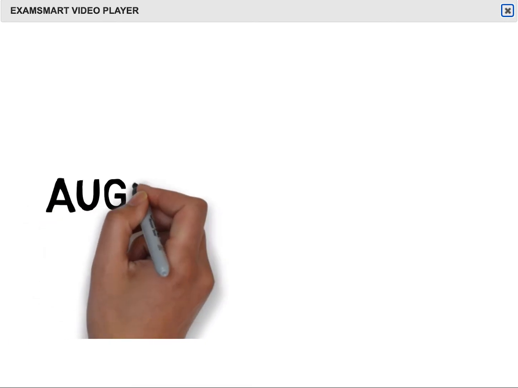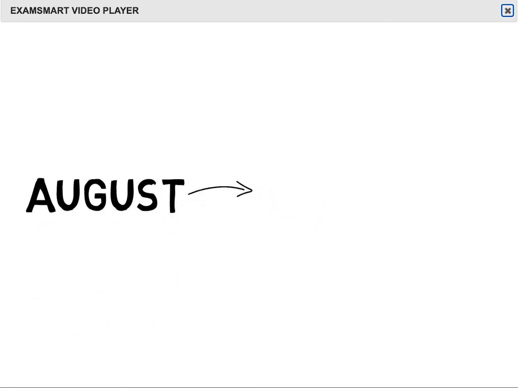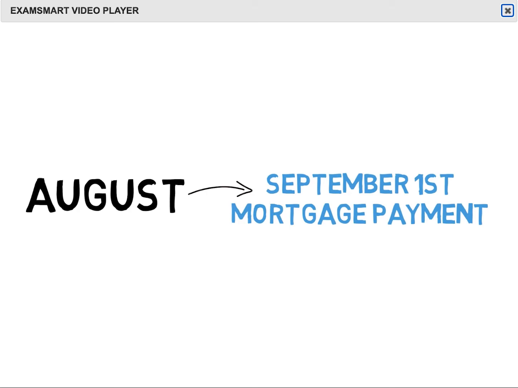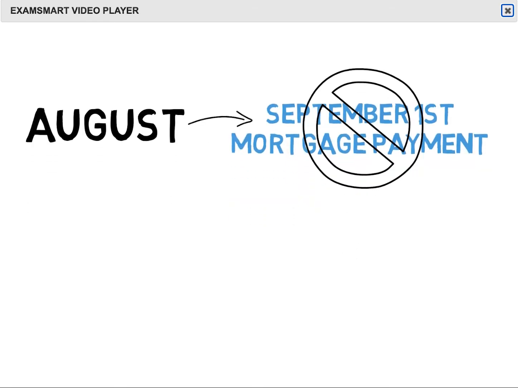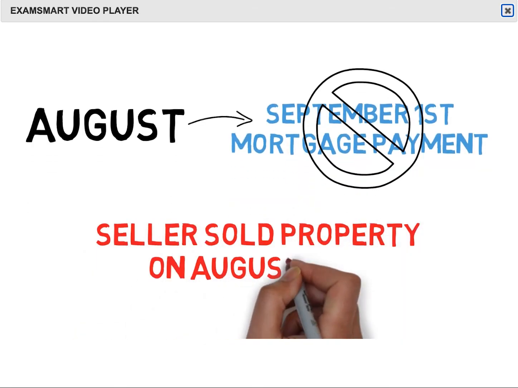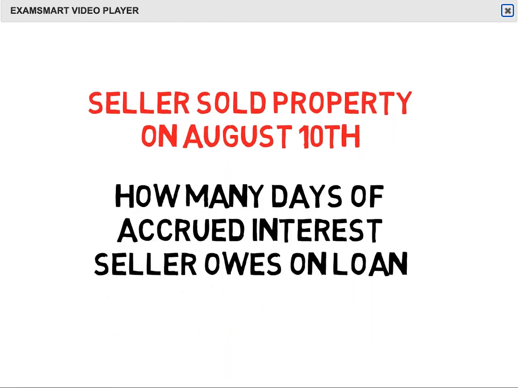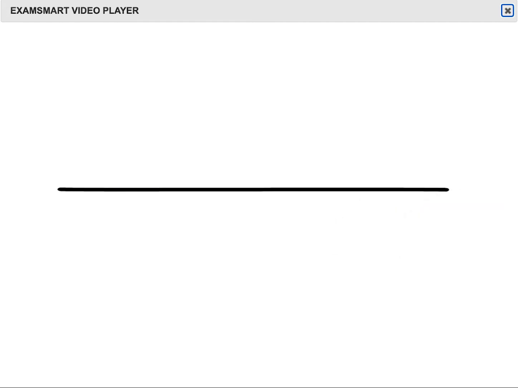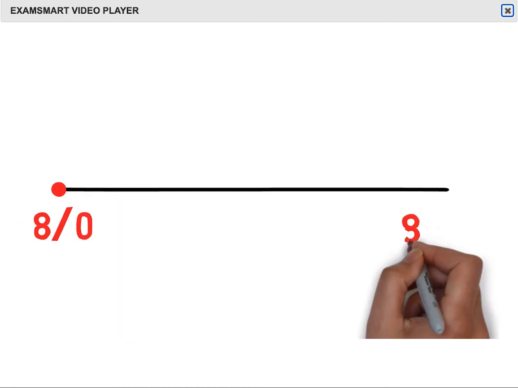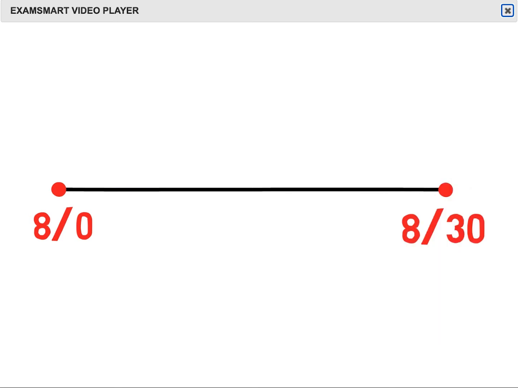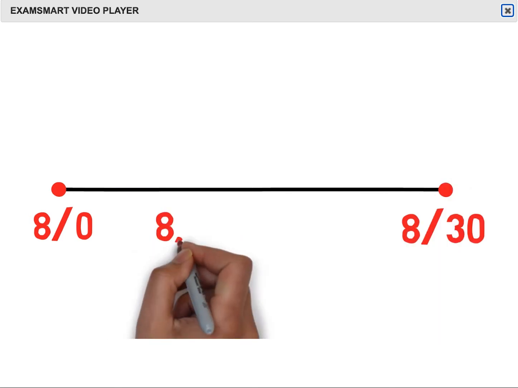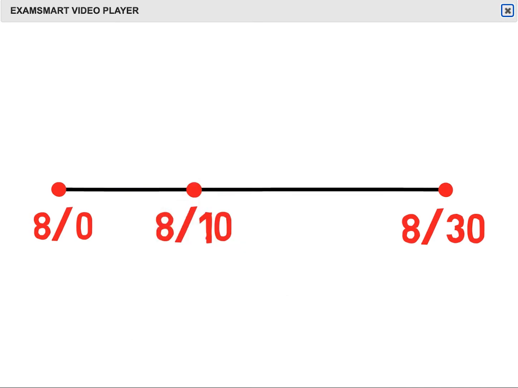Normally, the month of August, the interest on the loan would be paid with a September 1st mortgage payment. However, we never get to September 1st because the seller sold the property on August the 10th. So we need to figure out how many days of accrued interest the seller owes on this loan. Let's draw our timeline. We're in the month of August, so the very beginning of our timeline will be 8/0 for the 1st of August. The end of the timeline will be 8/30 for August 30th. And in the middle, we'll have 8/10 for August 10th, our closing date.